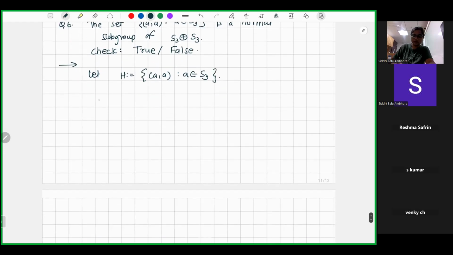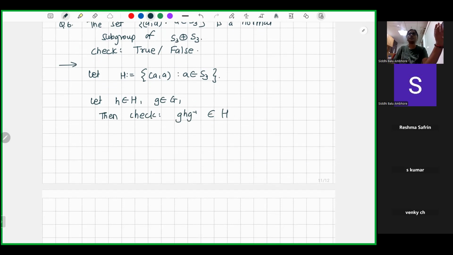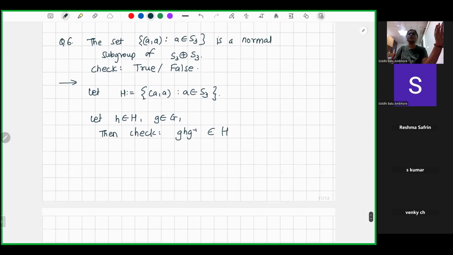Again, we will do the same thing. How to check something is a subgroup? Let H belong to H, G belong to G, and then check whether G H G inverse belongs to my H or not. Okay, so either we have to prove this or we have to give a counter example. So what is your initial guess, whether this will be true?